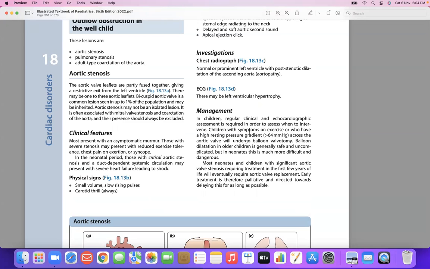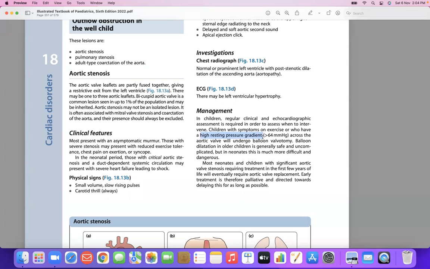Children with symptoms on exercise: suppose a child comes to you and tells you that on exertion, when he plays football or something, he has chest pain or shortness of breath. Children with symptoms on exercise or who have a high resting pressure gradient.